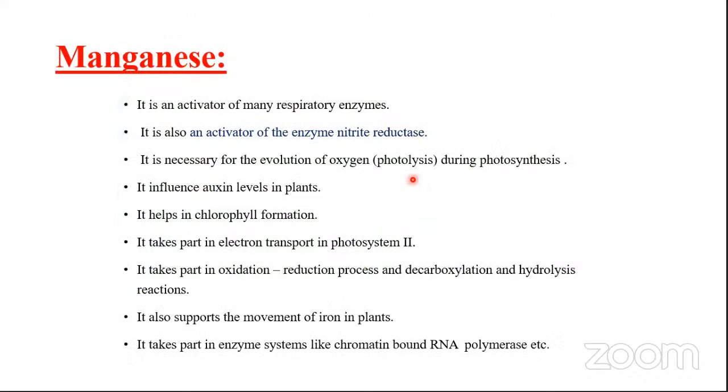Coming to manganese, it is the activator of many respiration enzymes and of enzymatic nitrate reactions. It also takes a major part in electron transport of photosynthesis and chlorophyll formation, and it influences the oxygen levels of the plant. It also supports the movement of iron in plants. It takes part in enzymatic systems like chromatin bonding and RNA polymerase reactions.